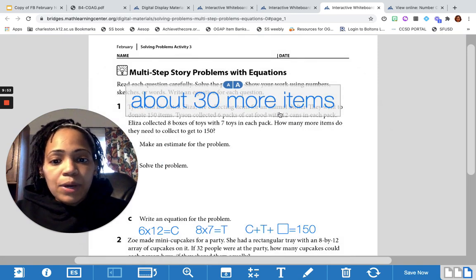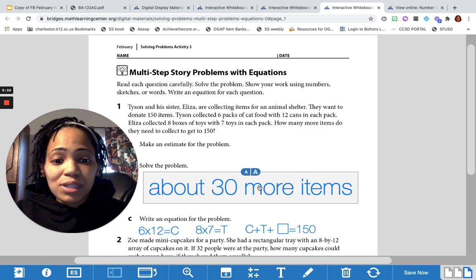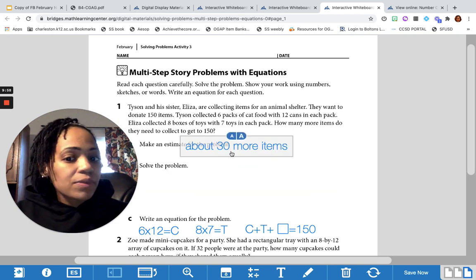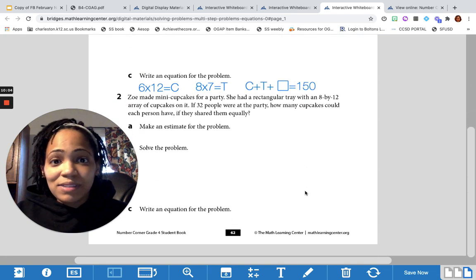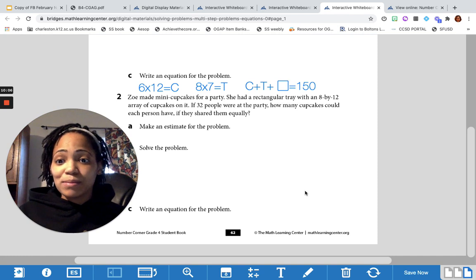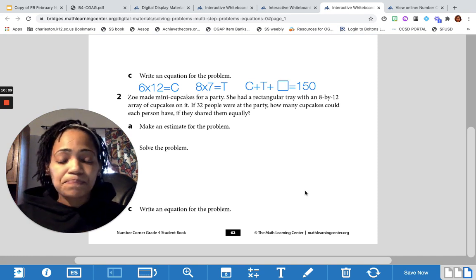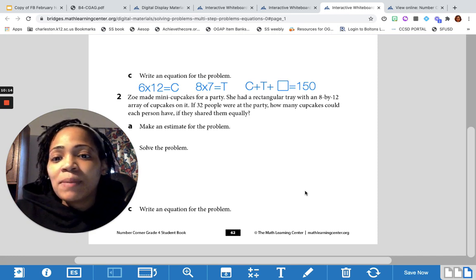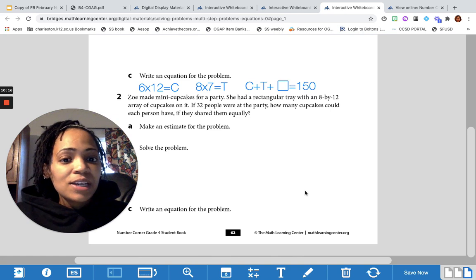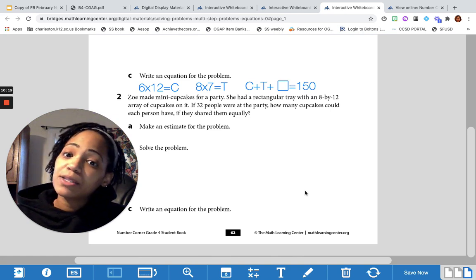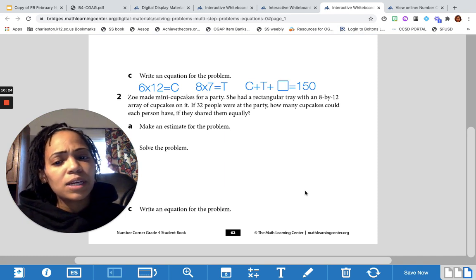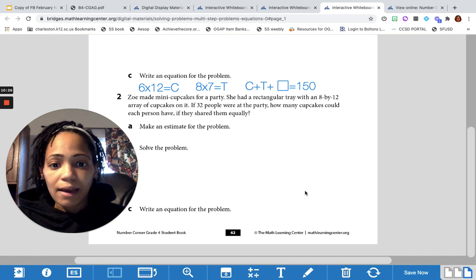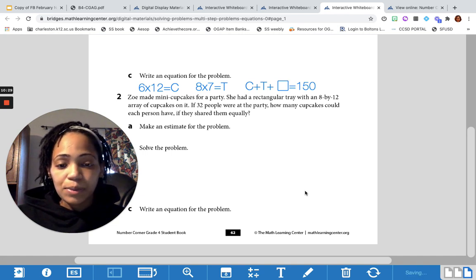Now, I want you to pause this video and actually solve it. Or you can continue with me. We're going to talk about problem number 2, and then you will have time to work on actually solving the problems yourself. Okay? All right. So number 2, Zoe made mini cupcakes for a party. She had a rectangular tray with an 8 by 12 array of cupcakes on it. If 32 people were at the party, how many cupcakes could each person have if they shared them equally?